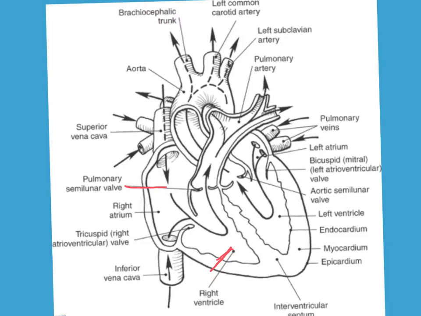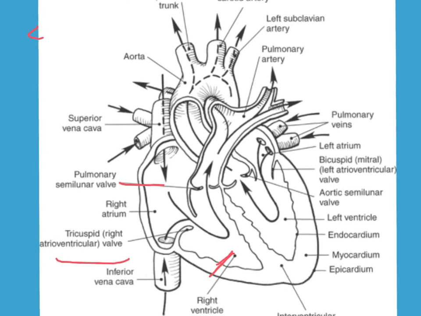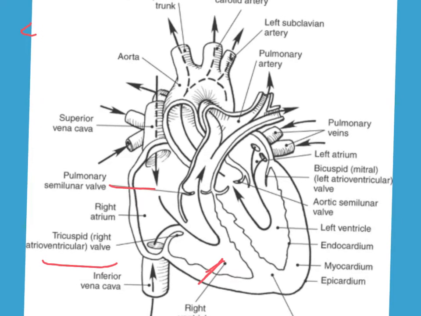A tricuspid valve. Important. You need to know all the valves that are between the chambers of the heart. That's very important. Do we need to know both names? Like tricuspid and atrioventricular? You don't need to put both names, but you need to know both names, because you can call it either the tricuspid valve or the atrioventricular valve.